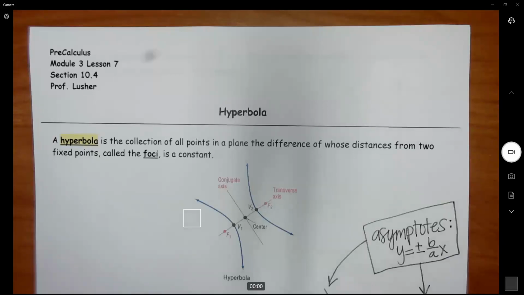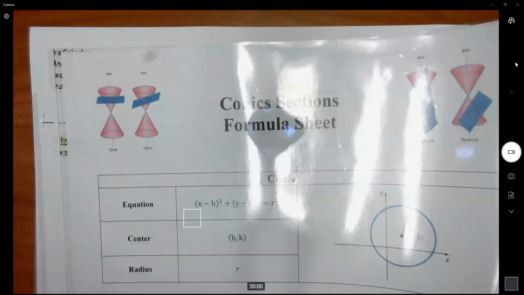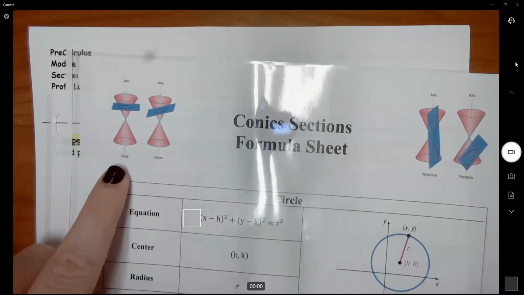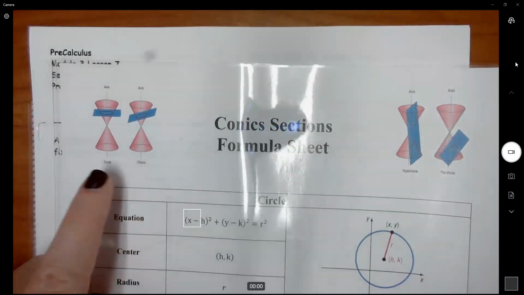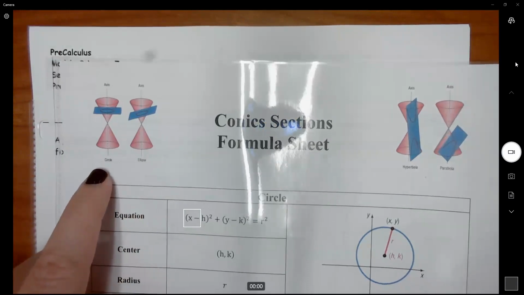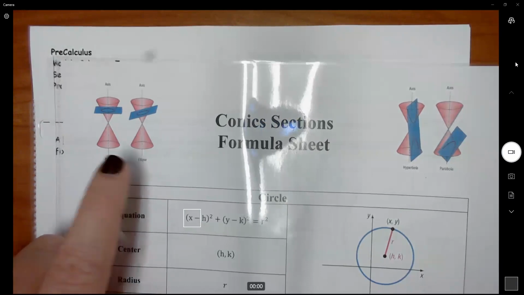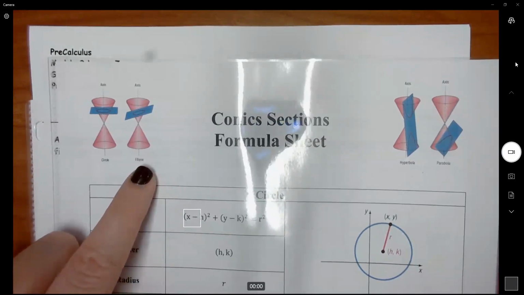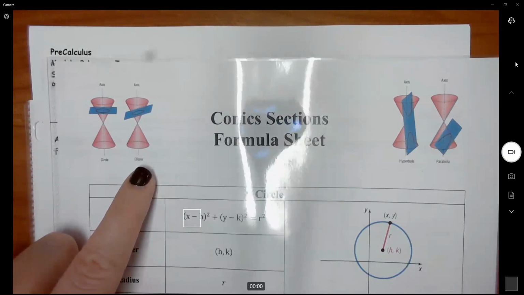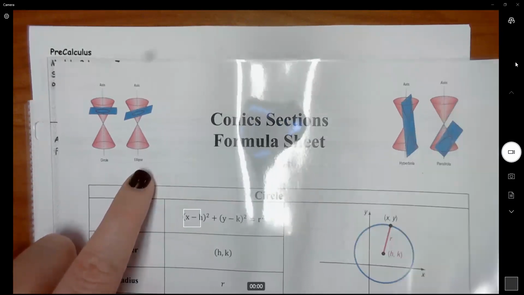In this lesson, we are going to go over hyperbolas, which is the third shape of our conic sections. So from your formula sheet, we have now gone over circles. We have gone over ellipses. And so circles happen when you slice those two cones perpendicular to the base. An ellipse happens when you still stay in either the top or the bottom of the two cones, but you go diagonally. So then you get an ellipse, which is like an oval.